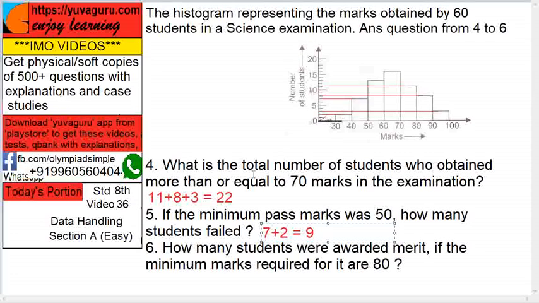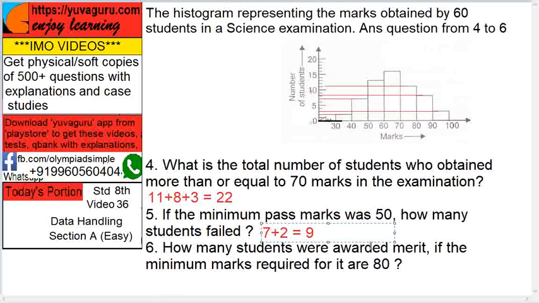Okay. If minimum marks for passing was 50, how many of the students failed? See this, minimum 50 is over here. So go back. So this line it goes up to 7 and this line it goes up to 2. So that is 7 plus 2, that is 9 students fail.